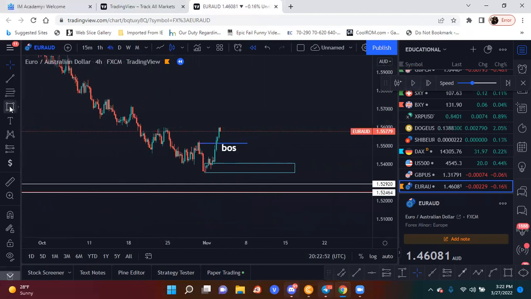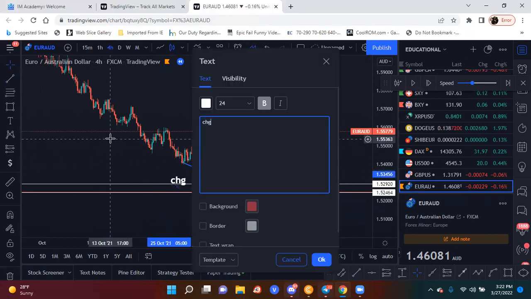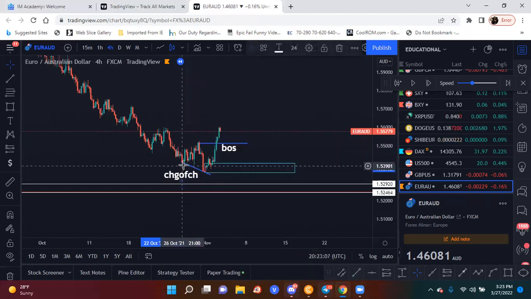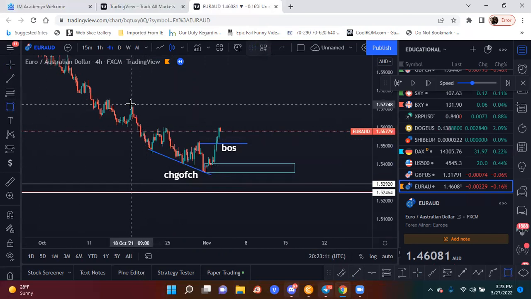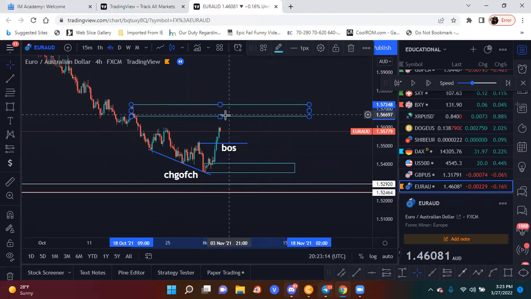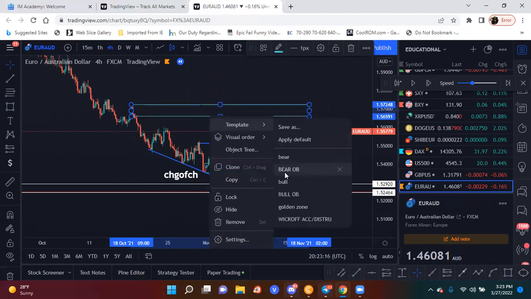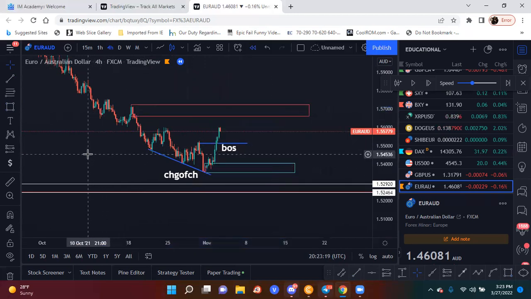Now keep in mind, now that the change of character happened. Is this the change of character? The divergence are a change of character. So since the divergence made a change of character, we gotta still keep in mind that we do have supply zones. Supply zones that's right here. That's the next major one that I'll be concerned about. So let's see what happens.